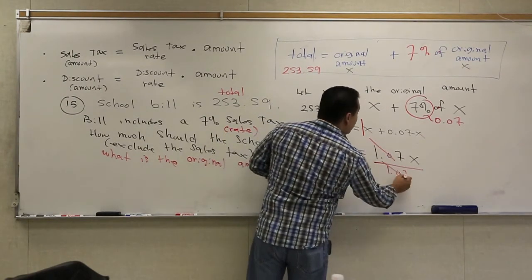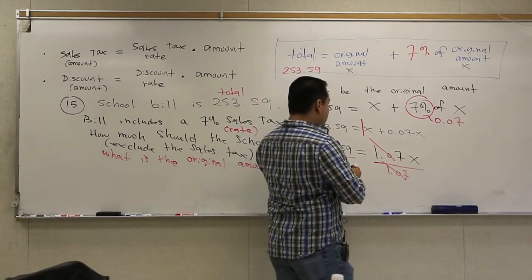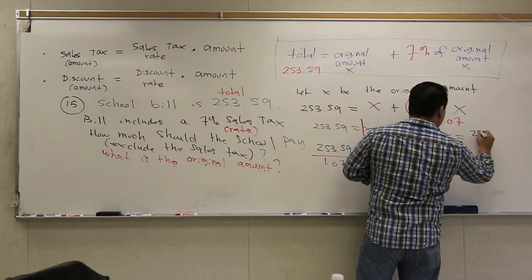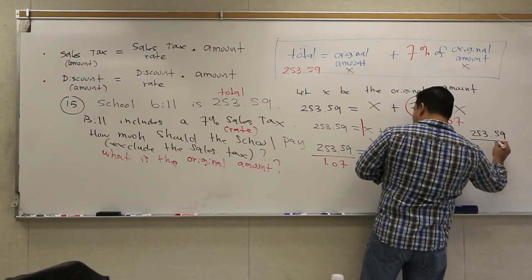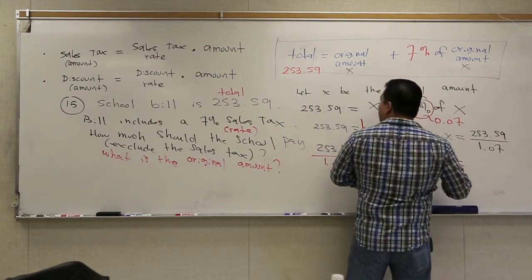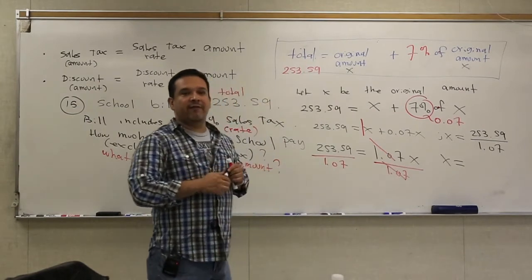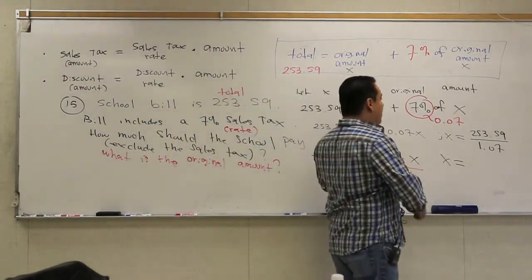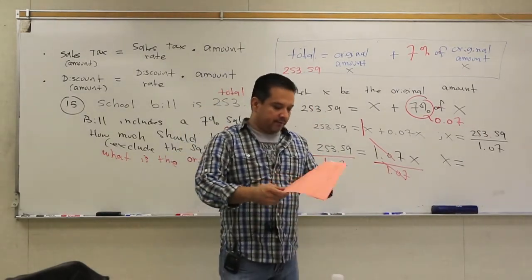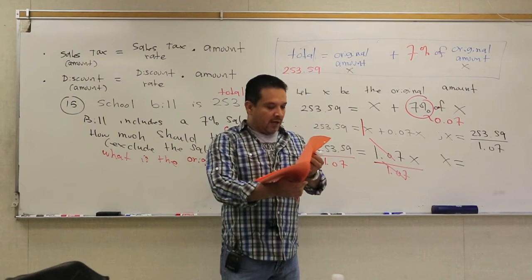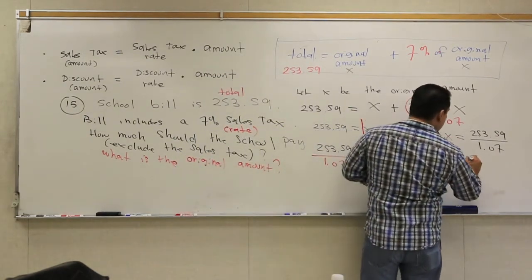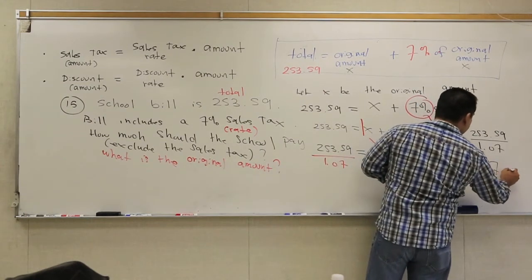Okay? And so you get x to be, if you do this arithmetic, 253.59 divided by 1.07. Now I did my arithmetic homework last night. I did the division. You guys need to practice that long division here. Last night for number 15, you guys know what I got? X is going to be what? What did you guys get? $237.